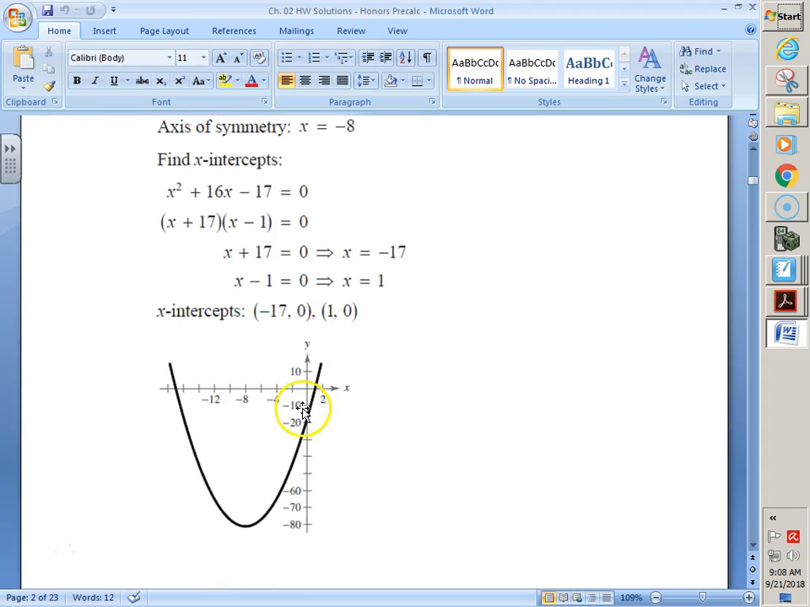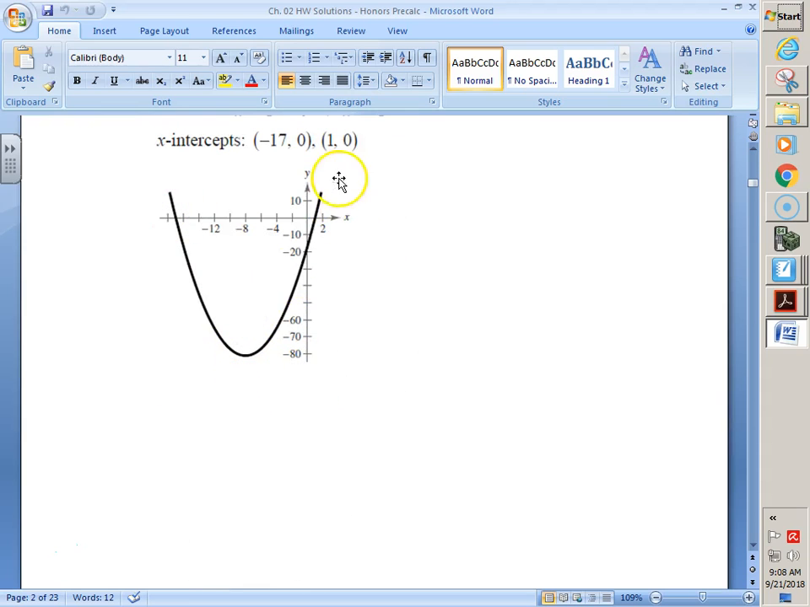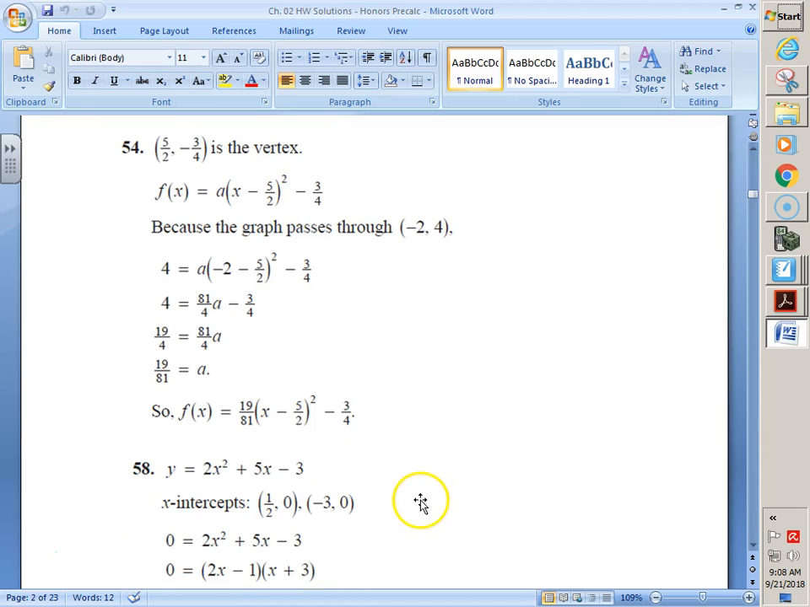Then you see the picture, right? Graph the vertex, graph the zeros. Swoop, there it is.